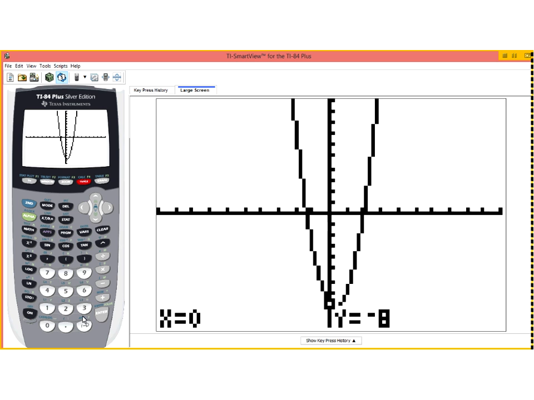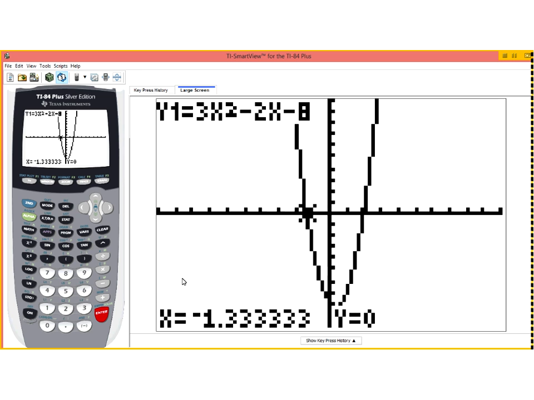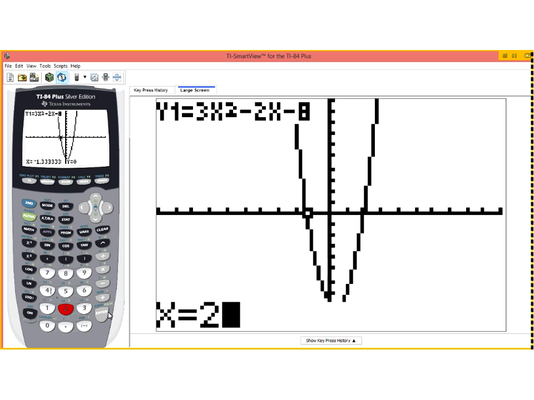Okay, hit trace, and minus 4/3 was the negative root. We see that that works. And then the other one was 2, and that works. So our solutions are correct.